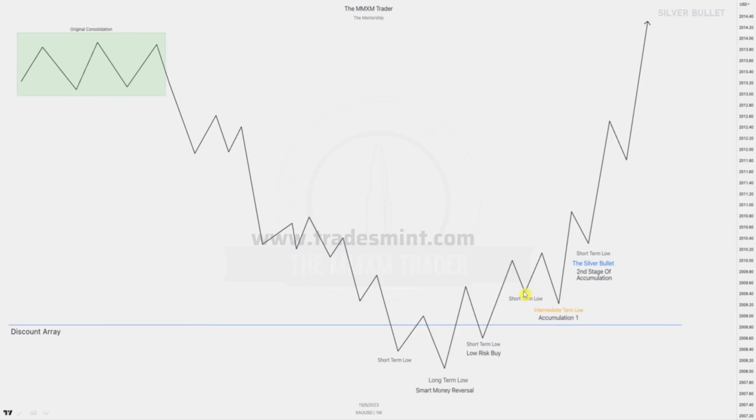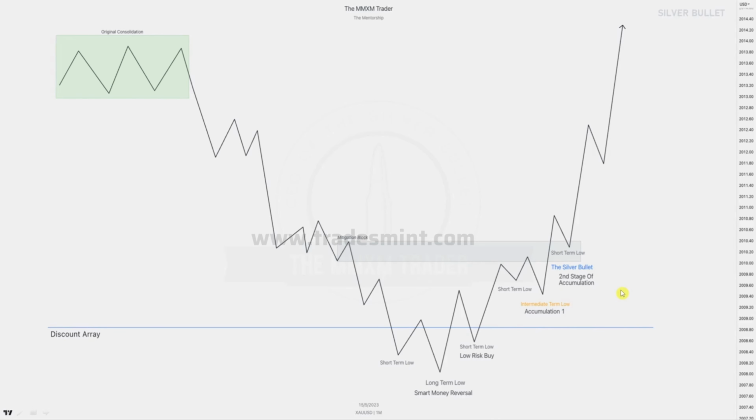So essentially you're going from this external range liquidity, right, this short-term low getting raided, into another price leg up, and inside this another price leg up we anticipate a short-term low forming, which is the silver bullet, right? So this is an entry model for the second stage of the distribution or accumulation phase.